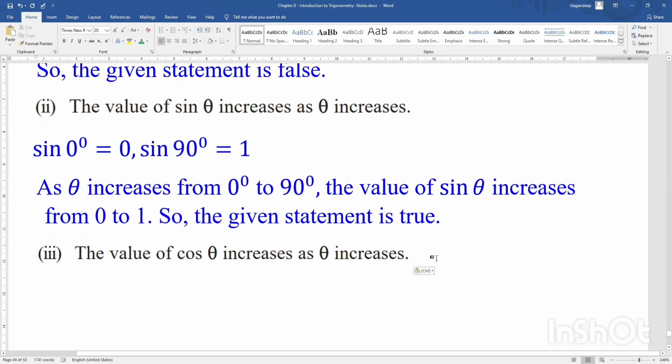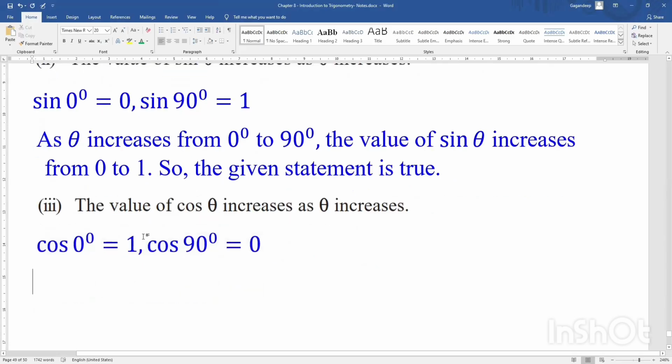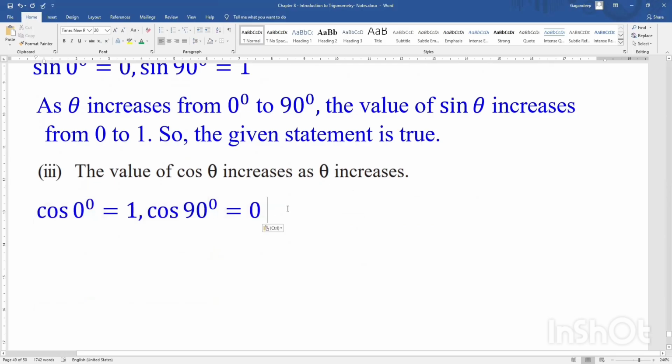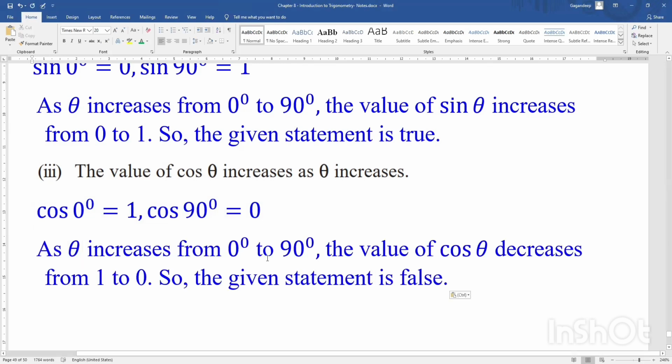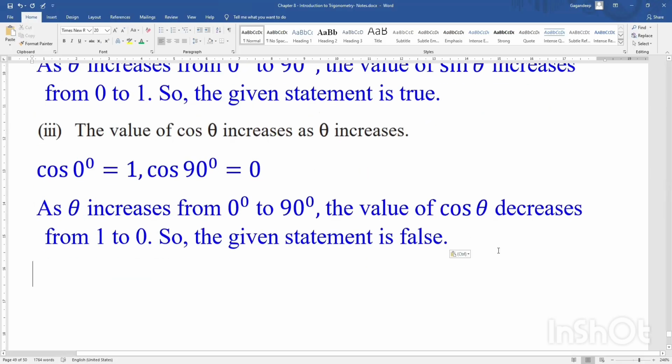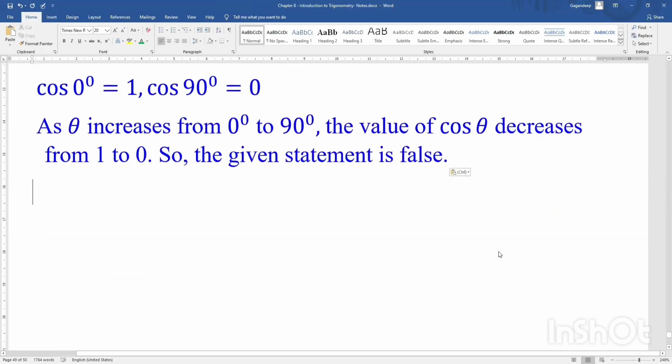The value of cos theta increases as theta increases. Now for this, I take cos 0 and cos 90. Cos 0 is 1, cos 90 is 0. If you observe carefully, theta is increasing from 0 to 90, but the value is actually decreasing. It starts from 1 and ends with 0. So I can say that as theta increases from 0 to 90, the value of cos theta decreases from 1 to 0. So the given statement is false.